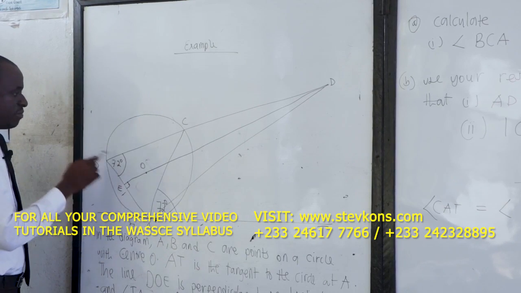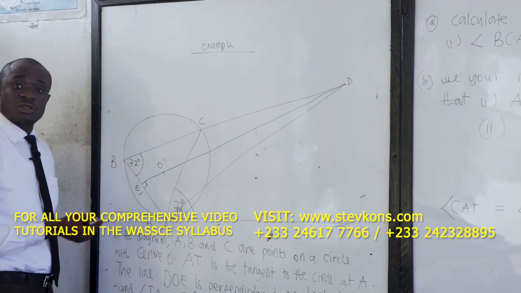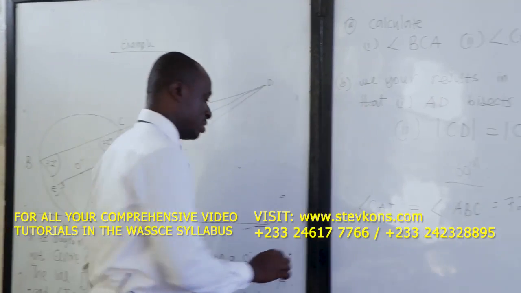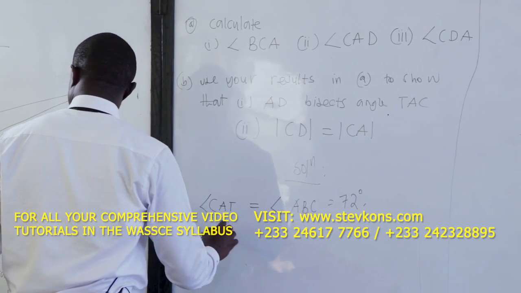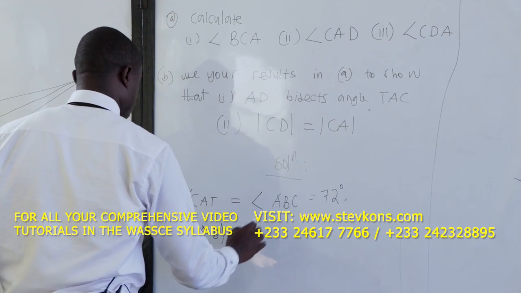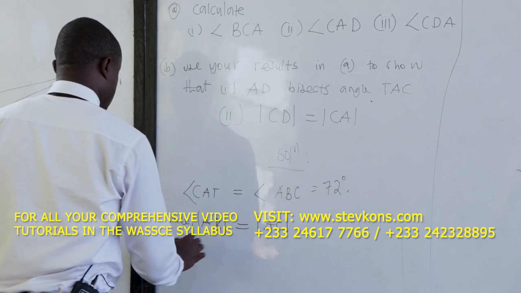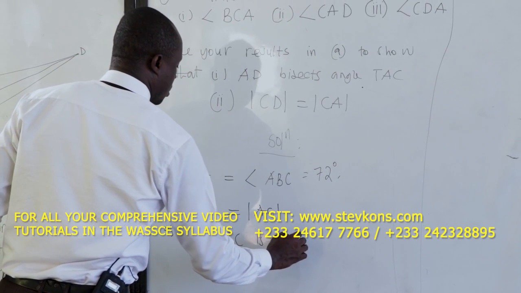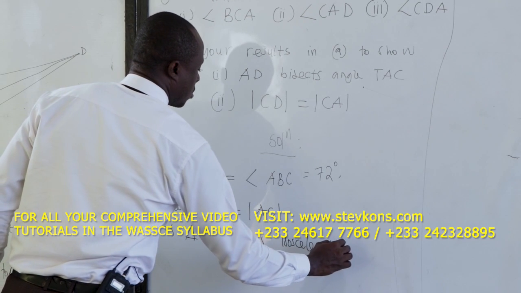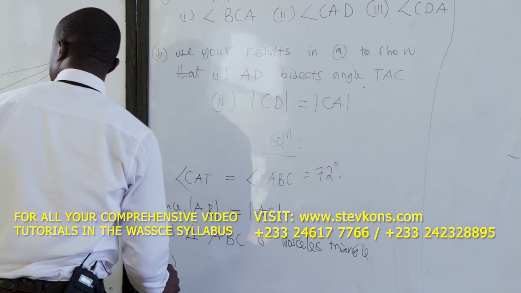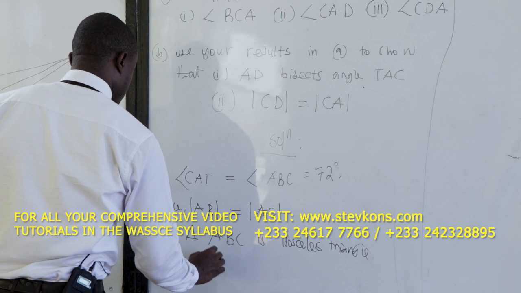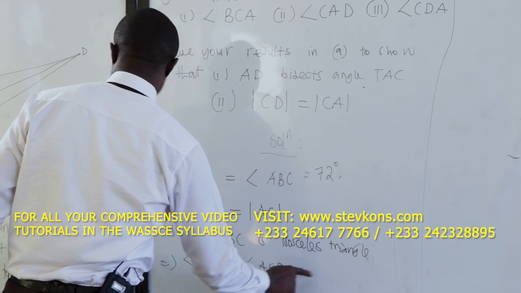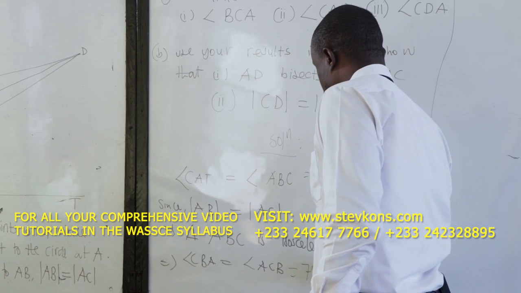And then we are being told that AB is equal to AC. Hence, this is an isosceles triangle. So base angles are equal. So this is 72 degrees. Since AB is equal to AC, this implies triangle ABC is an isosceles triangle, and this implies that angle CBA is equal to angle ACB. And this is also 72 degrees.